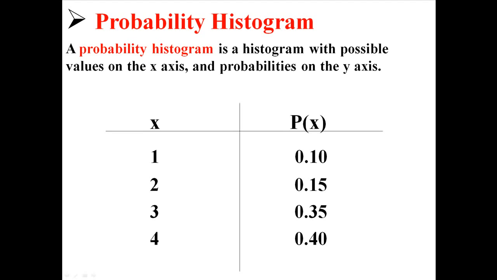Notice that all of the probabilities still add up to 1. They add up to 100%. It has to in order for this to be a complete probability distribution.